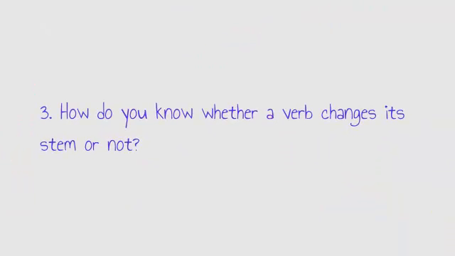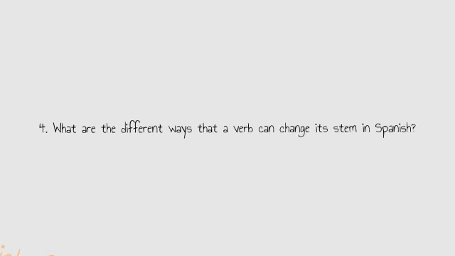Thirdly, how do you know whether a verb changes its stem or not? How do you spot a stem changing verb? How do you know by looking at the infinitive whether a verb is stem changing or not? Fourthly, what are the different ways that a verb can change its stem in Spanish? We talked about several categories. How many categories of stem changing verbs are there, and based on what ways can they stem change?